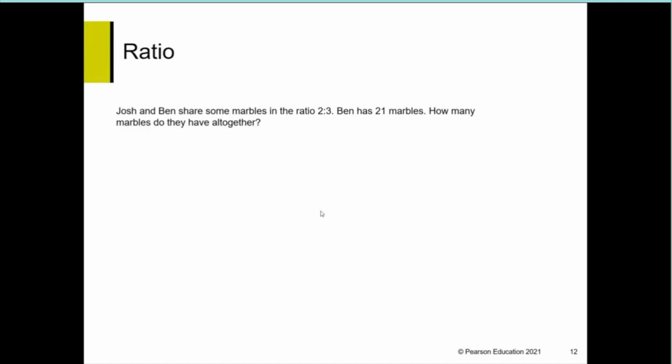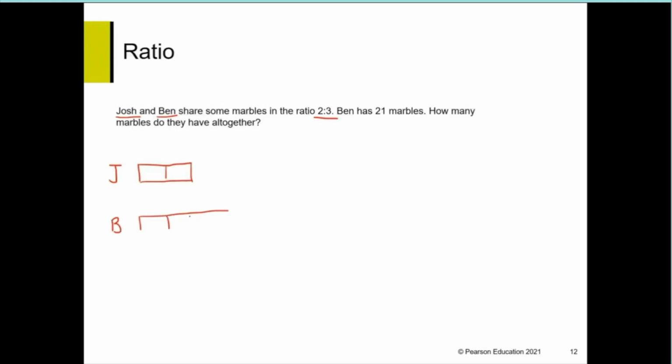Okay, so I always talk about telling the story. We've got Josh and Ben, so that's the first thing I'm going to do. Josh and Ben happen to be two of my brothers. They're sharing some marbles in the ratio 2 to 3, so we're going to tell the story of what we can see. We've got two boxes for Josh, and we have three boxes for Ben.